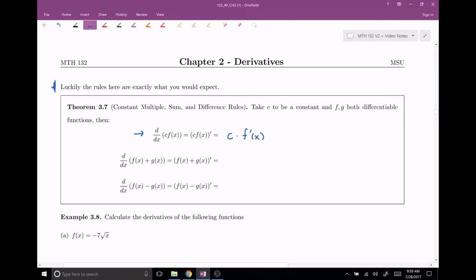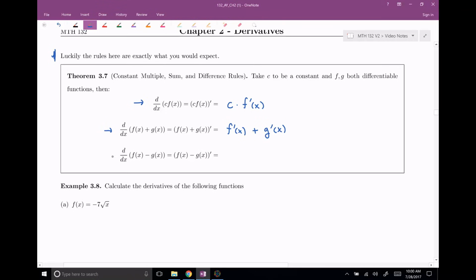Okay, next up, this is the sum rule, right? So I want to take the derivative of f of x plus g of x, or in this prime notation, right, a little bit shorter. And again, it's kind of exactly what you would expect. We're going to take the derivative of f, we're going to take the derivative of g, and we're going to add them together. So you can just take the derivatives individually, and sum the results.